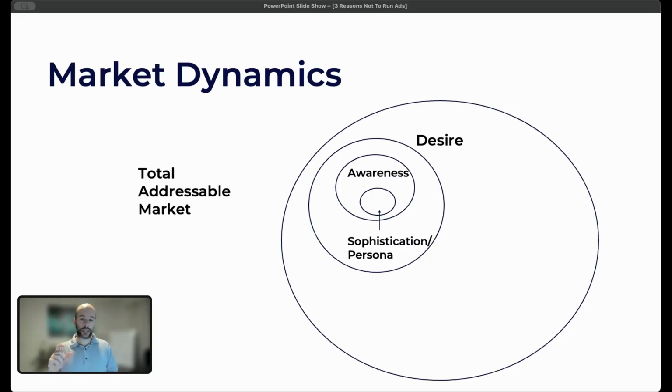Then inside of those levels of awareness, there's market sophistication. So how far down the journey are they? And there's different personas as well. So are they mums with 2 kids? Are they single? Are they this? Are they that? What different personas fit into that overall total addressable market?